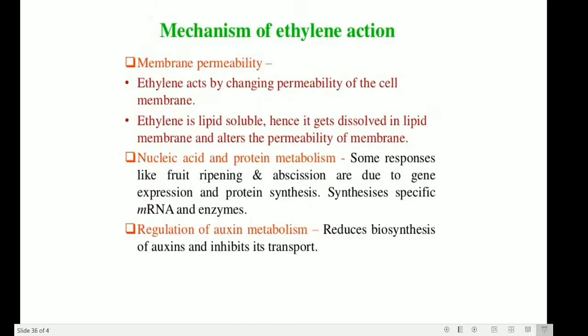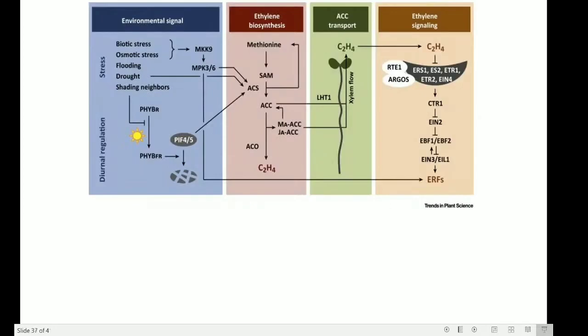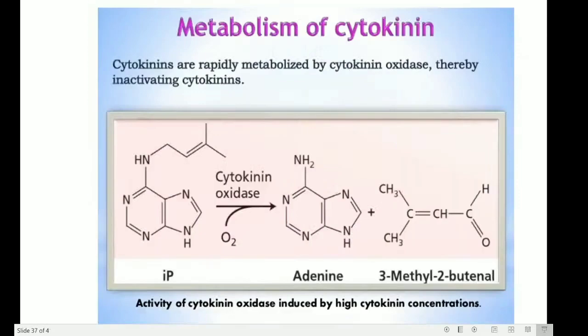In the upcoming slides we are going to discuss the mechanisms. What is the mechanism behind that? Cell membrane permeability increases. Ethylene helps to increase membrane permeability, and it is helpful for protein and nucleic acid metabolism. Then it is helpful for the regulation of auxin metabolism. It is a sequential process, and it is a metabolism of cytokinin, which helps to utilize ATP, converting into oxaloacetate, producing adenine and 3-methylbutenal.